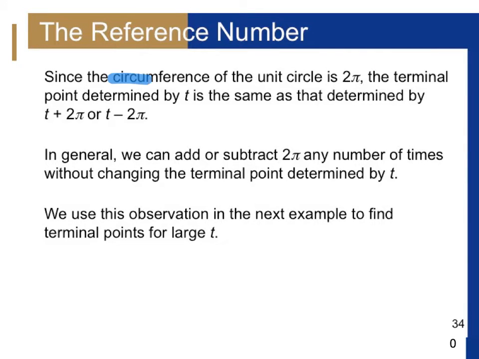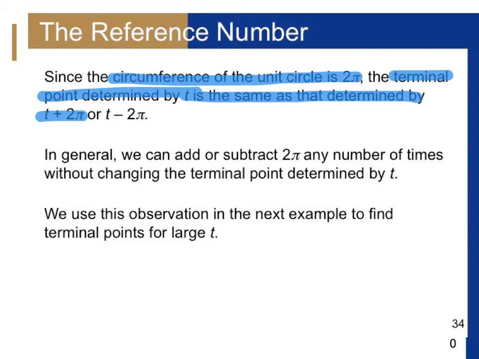Now remember the circumference of the unit circle is 2 pi. So the terminal point determined by t is the same as that determined by t plus 2 pi or t minus 2 pi. We can add or subtract 2 pi any number of times without changing the terminal point, because when we add 2 pi, we're just adding a full circle. We're not changing our position. So if you have larger t's, you can subtract 2 pi's out or add 2 pi's as much as you want to, and it doesn't change anything.